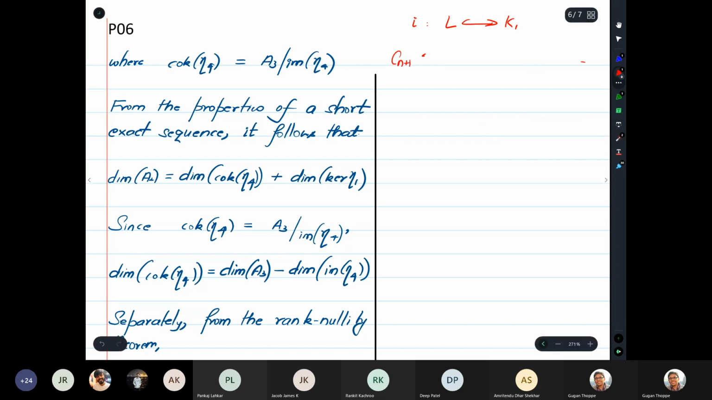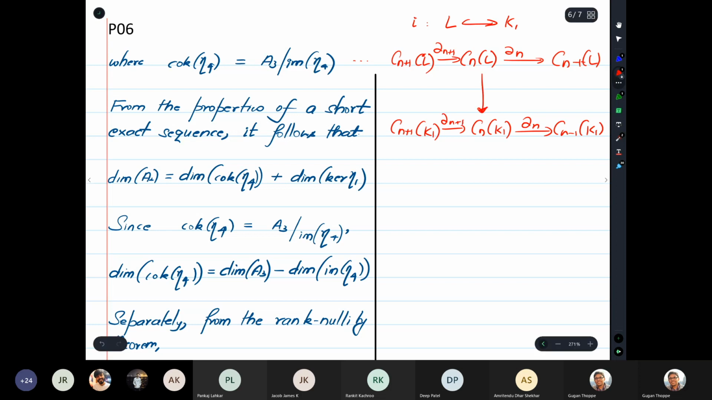So what you need to do is first define this Cn plus 1 of L, Cn of L, and Cn minus 1 of L. So this goes in either direction, and you have these boundary operators over here. Similarly, you have Cn plus 1 of K1, Cn of K1, and Cn minus 1 of K1, and you have these boundary operators here as well. Now I hope you agree that you can talk about this I function over here. So let me specify what I mean by this. So you have In plus 1 and In minus 1. So my first claim is that this diagram over here commutes.